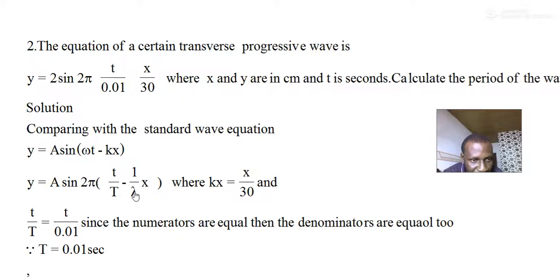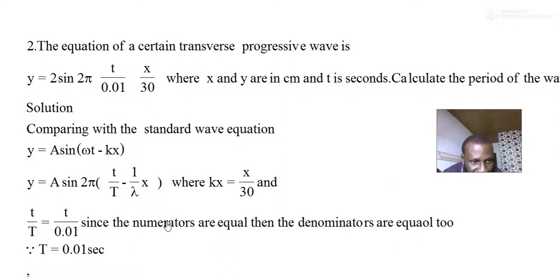Here we have 1 over wavelength, which means there is a 2 pi on top of this wavelength, which represents k. So k is 2 pi over wavelength. So we have actually factorized the 2 pi common to these two terms outside the bracket. That is why it's here. For ks we have 1 over lambda x, and for omega t we have t over capital T. So we are comparing the t portions and the s portions. They must be equal.